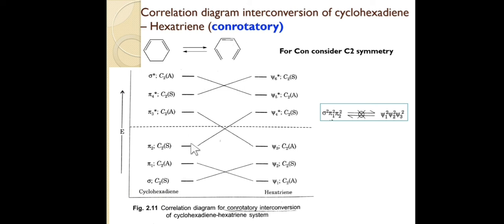So how about the first excited state? You can see the first excited state is matching with the first excited state of the product. So we can see that sigma 2, pi 1 2, pi 2 1 and pi 3 star 1 is the first excited state, which matches with psi 1 2, psi 2 2, psi 3 1 and psi 4 1 star. So this is how the first excited state is matching with the first excited state. So we can say that the conrotation for this conversion is allowed only in photochemical transformation.